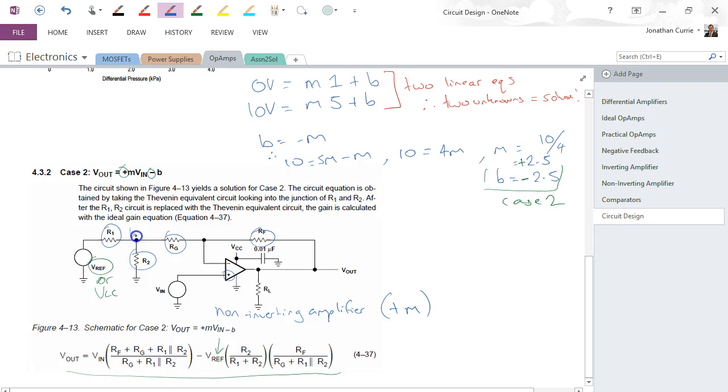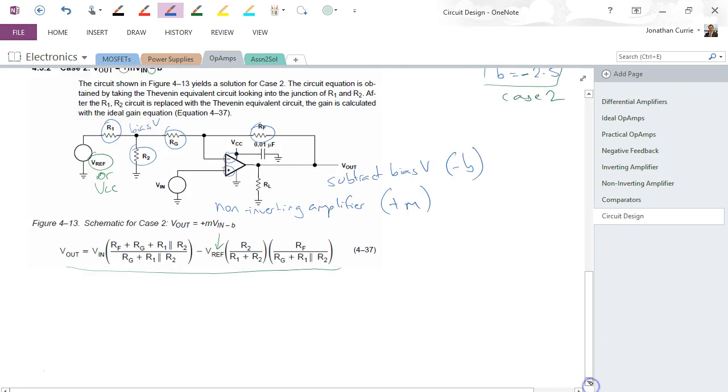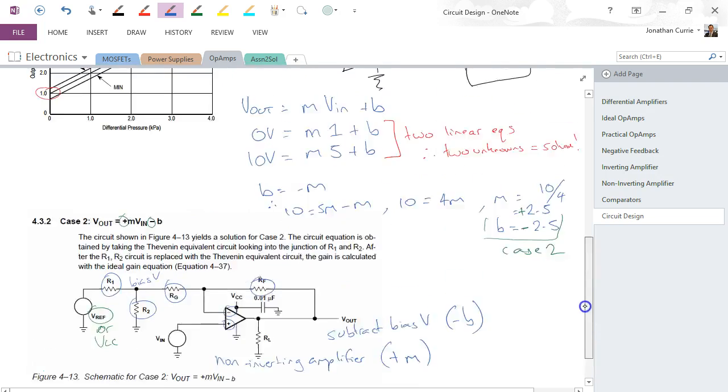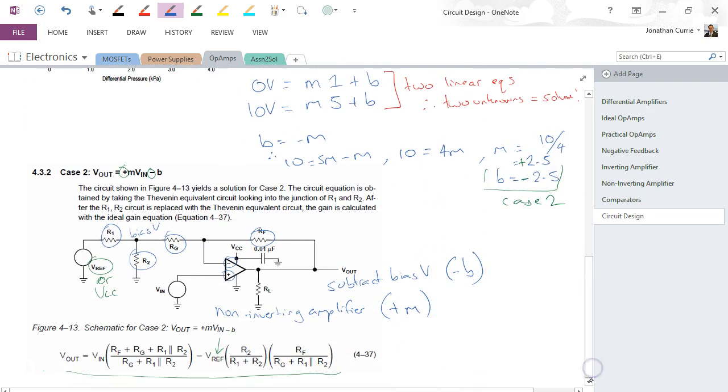But you see the bias voltage, which applies here, is supplied to the negative terminal, so we have a subtract a bias voltage, and therefore we have a minus B, which is what we've got in case 2. Right, so we can see that that's the case associated with the circuit by examining the inputs to our terminals. So let's look at how we would go about solving this.